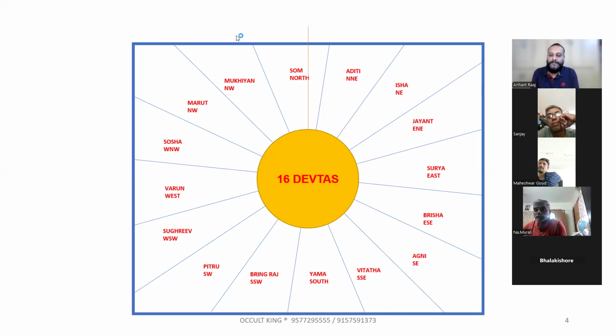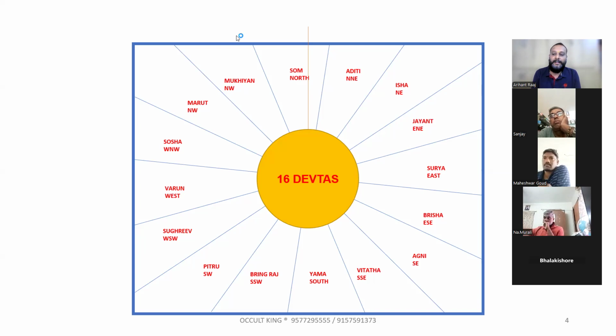Next, Brisha. Brisha comes under the east-southeast direction. This Devata is responsible for your anxiety. Anxiety is one thing which most people are having nowadays for so many reasons. Whenever the Brisha Devata is imbalanced, there is a possibility that not only the female of the house, but the entire family can have depression and anxieties. Taking decisions will be very difficult for them, and they cannot make proper decisions in their life.